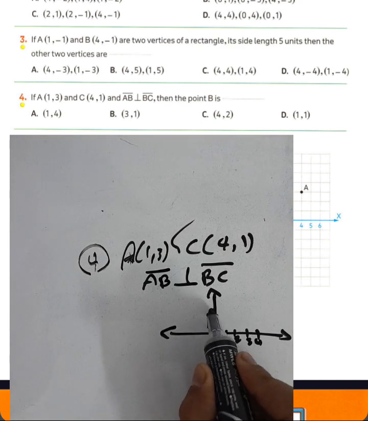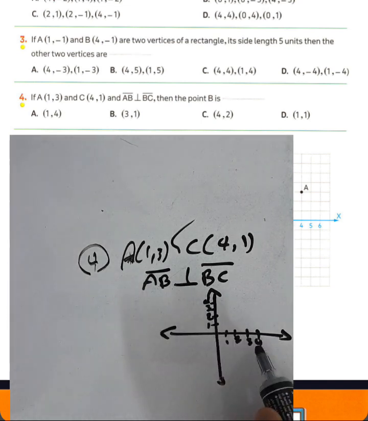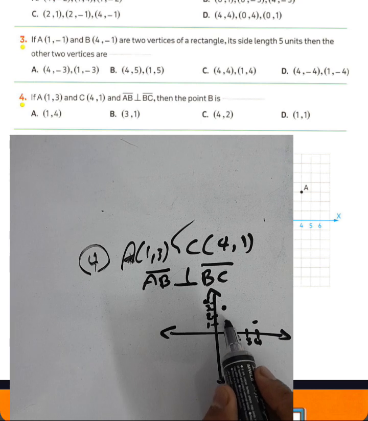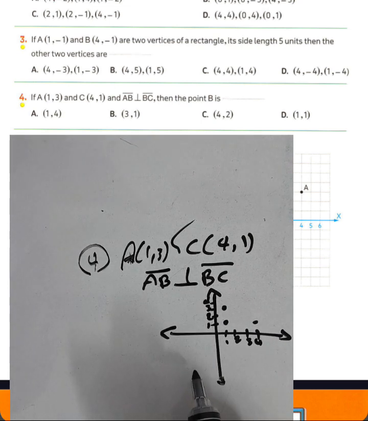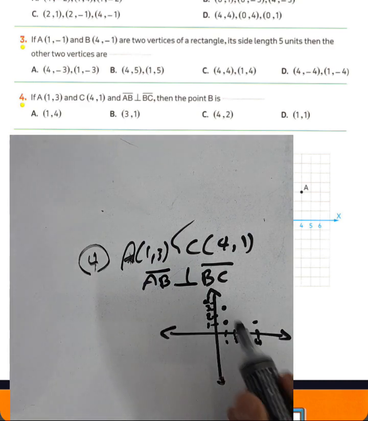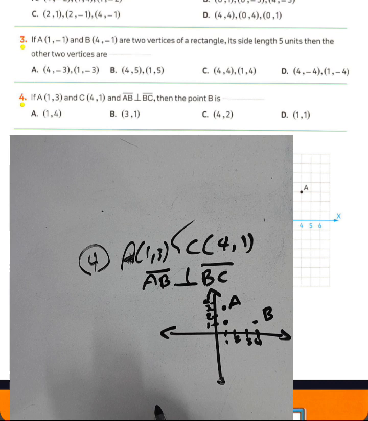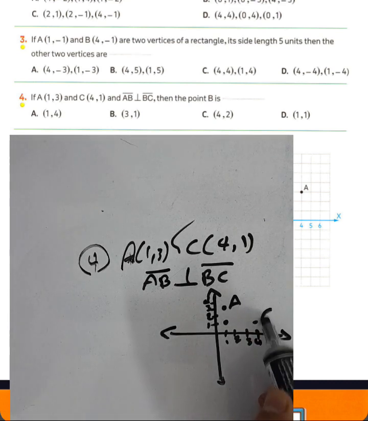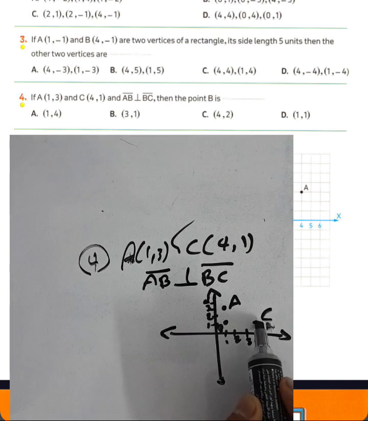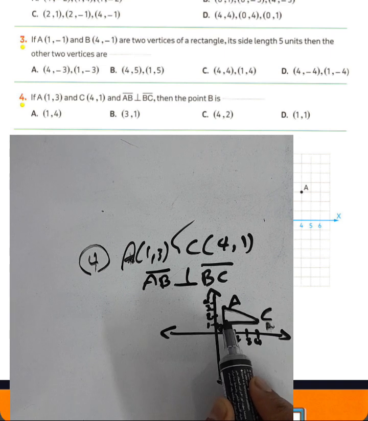Okay, we have 1, 2, 3, 4. 1, 2, 3, 4. (1, 3) and (4, 1). Then the point C will be here. He tells us AB is perpendicular to BC. Where is AB? It's the first point A and the second point B. It was C, and this point will be B here. It will be (1, 1) because it tells us AB is perpendicular to BC. Then the point here will be (1, 1).